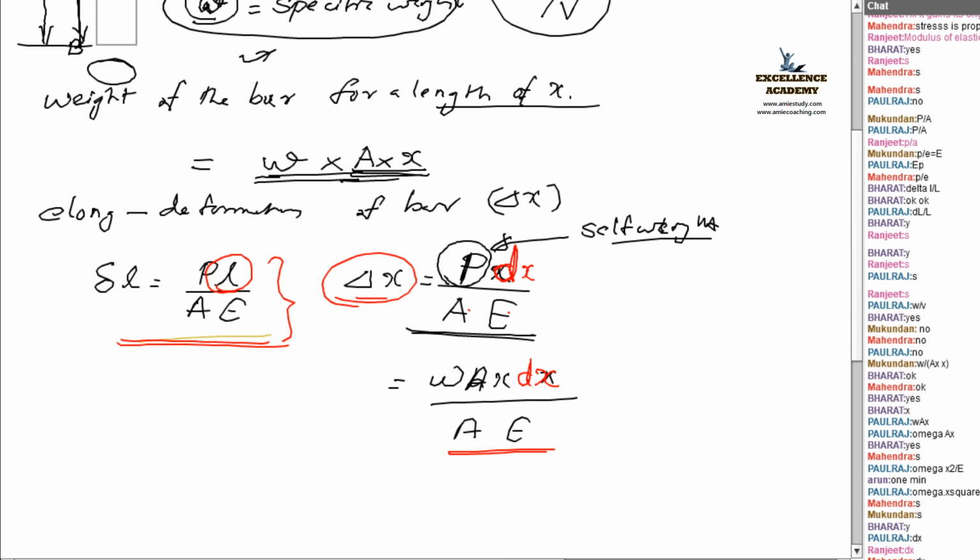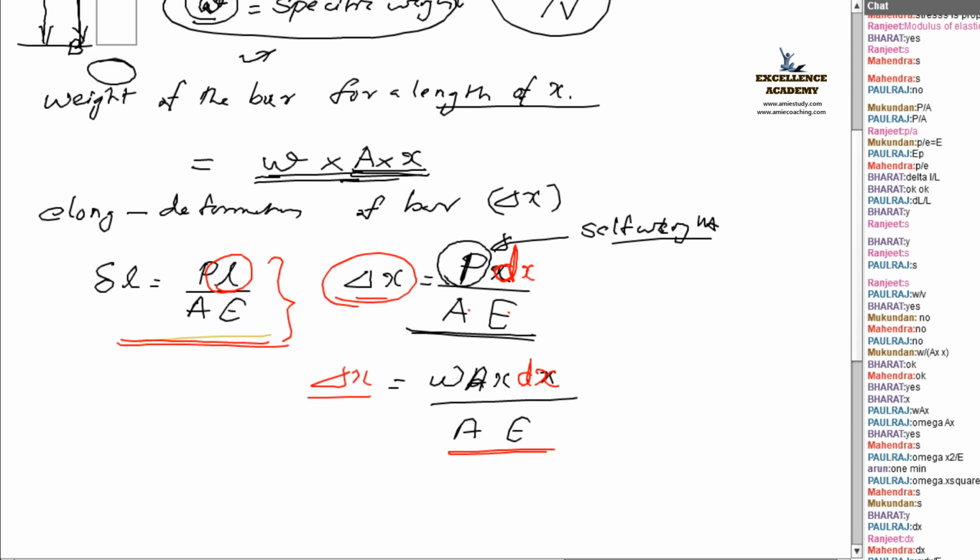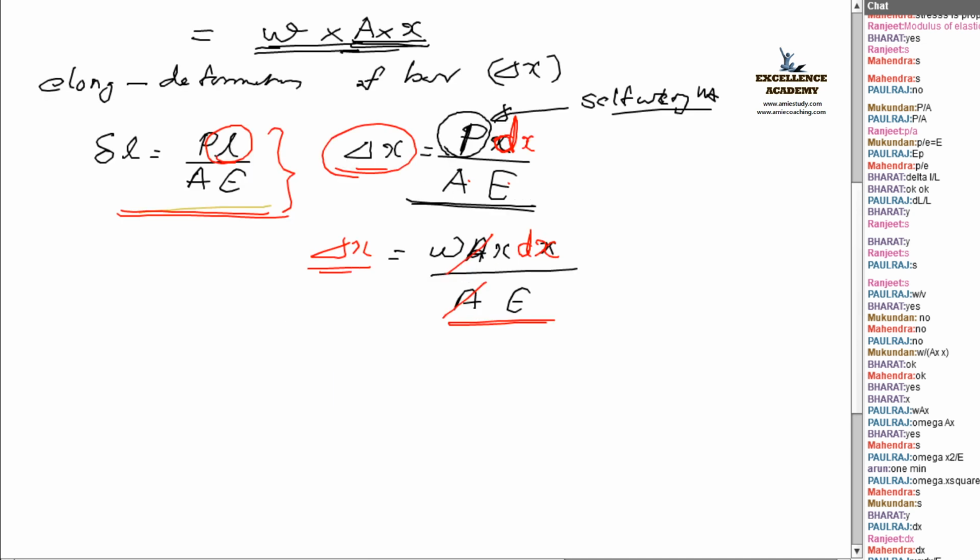W A x dx by AE. Now everything is okay. So this is W x dx by E. Why? Because A and A will get cancelled. So delta x, the small deformation of that part, is obtained. Say delta x is equal to W x dx by E. Now I want to find out the deformation of the entire body. Which mathematical principle can we apply?